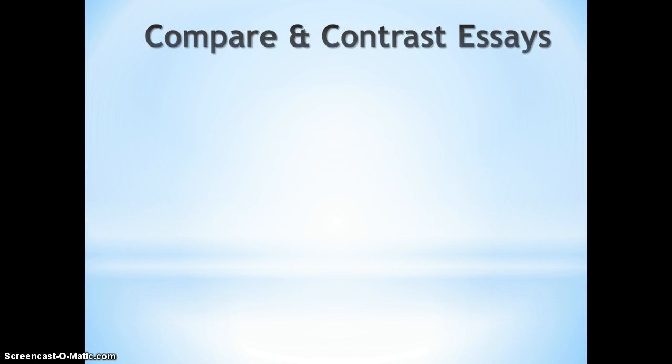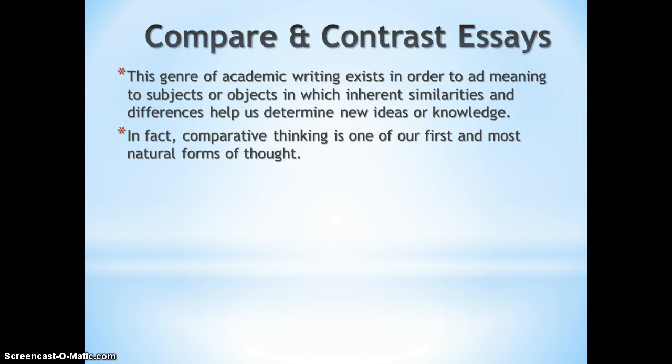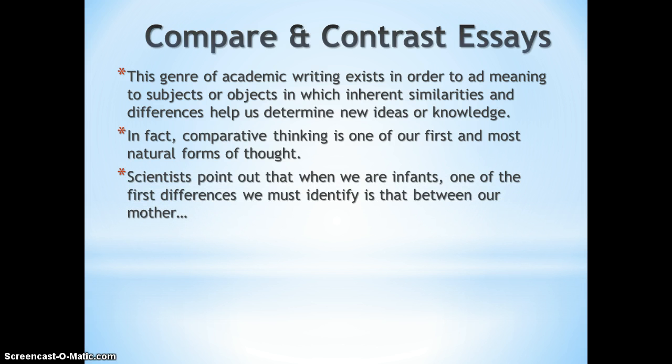So what we're looking at when we do compare and contrast essays, there's a specific purpose for that. This genre of academic writing exists in order to add meaning to subjects or objects in which inherent similarities and differences help us determine new ideas or knowledge. In fact, comparative thinking is one of our first and most natural forms of thought. So this should actually come more natural to us, even though this is a process of analysis. And analysis, as we discussed in previous lectures, is a little tough sometimes.